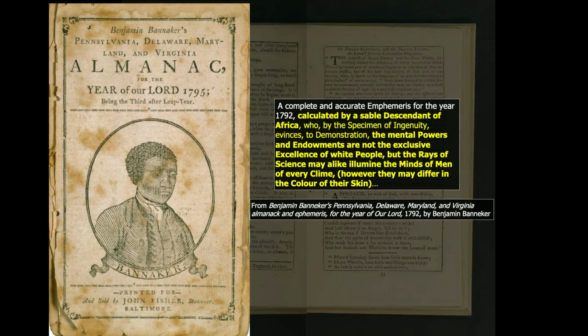That a Black man would enter into the conversation of preeminent white men of science like Rittenhouse, Ellicott, and Jefferson required Banneker to make it known to his almanac readers that the information important for navigation and farming was, quote, "calculated by a sable descendant of Africa who, by this specimen of ingenuity, evinces to demonstration the mental powers and endowments are not the exclusive excellence of white people, but the rays of science might illumine the minds of men of every clime, however they may differ in the color of their skin," end quote. Banneker showed himself to be both a man of reason and a man of the marketplace, a strategy for survival under racial capitalism deployed by Wheatley as explored in last week's lecture.